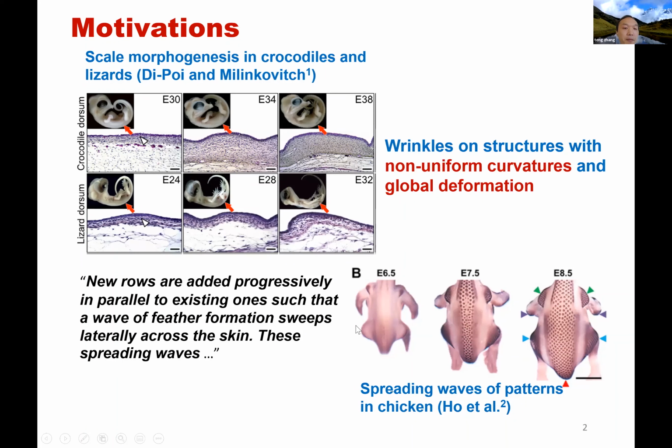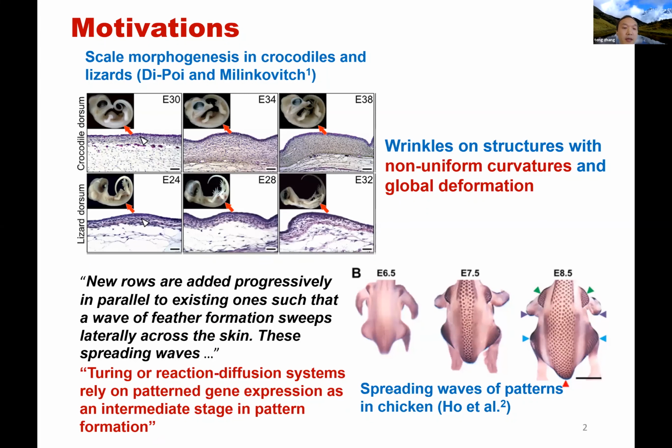That's the hexagonal pattern. You can see that a new row is added progressively, parallel to the existing one, in a wave of feather formation. This is a kind of spreading wave, and if you look carefully, it is a sort of hexagonal pattern. And on day 8.5, you can see the pattern grow wider, and at other locations you also see the patterns.